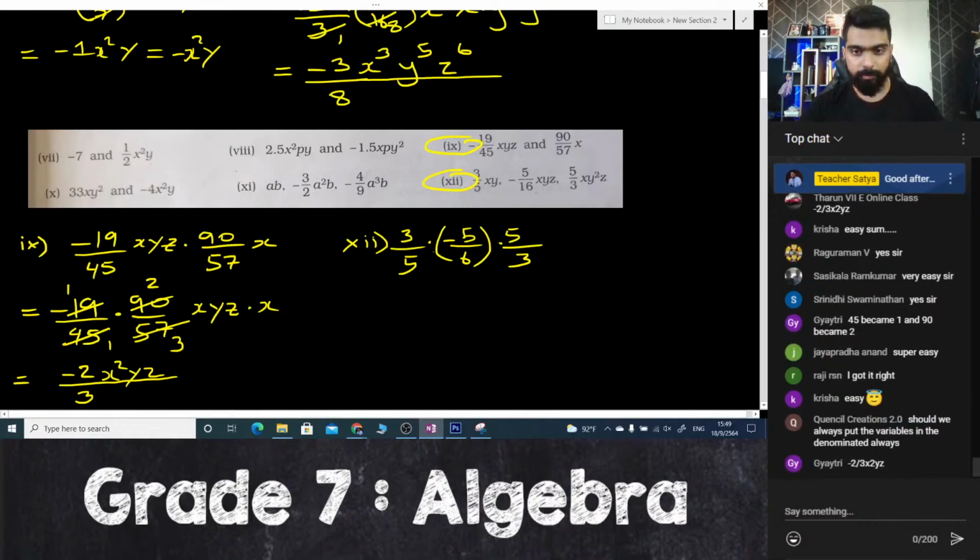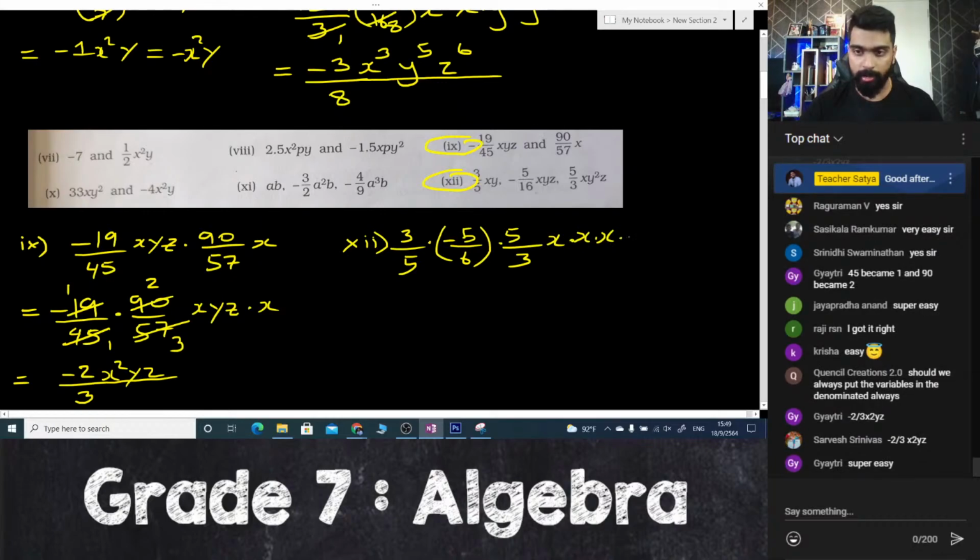Very good. Right? And now we have x multiplied with x multiplied with x, right, guys? Then we have y multiplied with y multiplied with y square. And then we have z multiplied with z, right, guys? So what would we have here, guys? Let's see if anything can simplify.